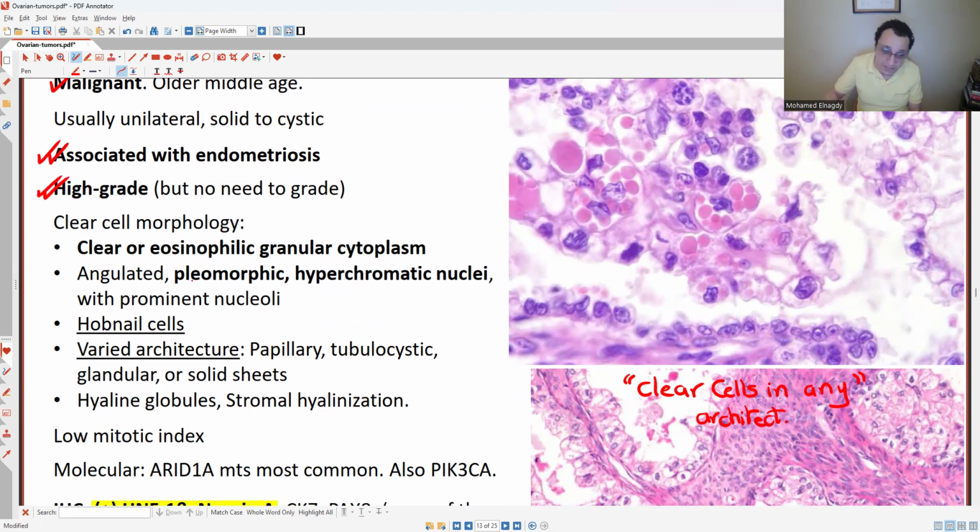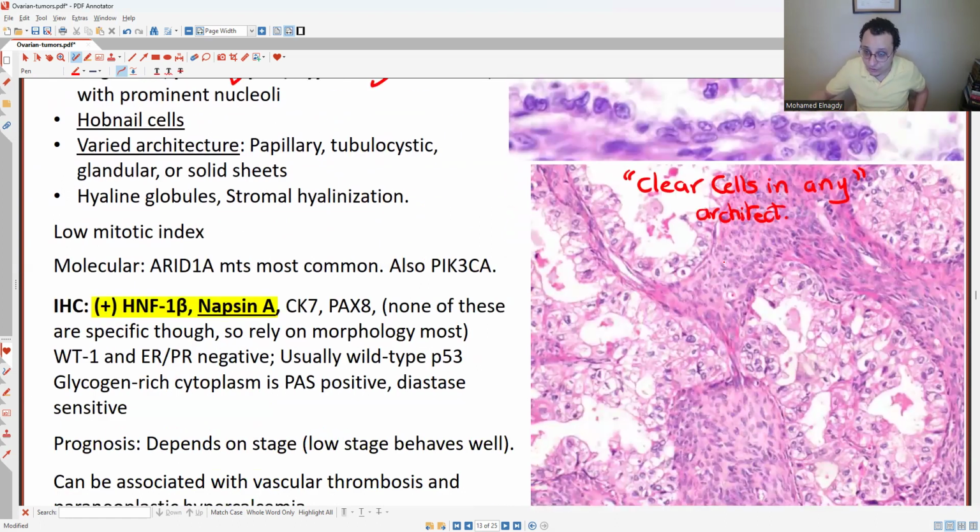It's high grade. You see clear cells, pleomorphic, hyperchromatic, showing malignant features. You see clear cells in any architecture. The clear cells could have nested architecture, or they might form papillae. Don't bother, you still see clear cells. If I still see clear cells, I need to add these two IHC stains in order to confirm the clear cell carcinoma, which are HNF1 beta and napsin A.